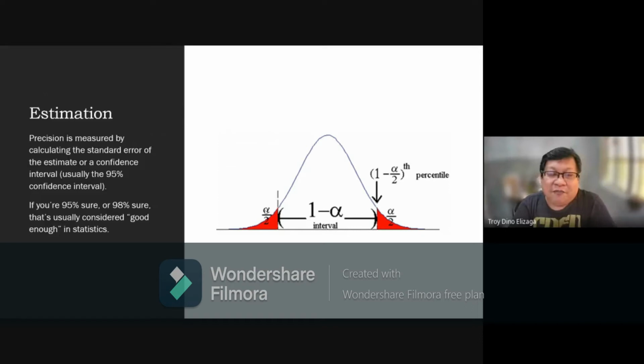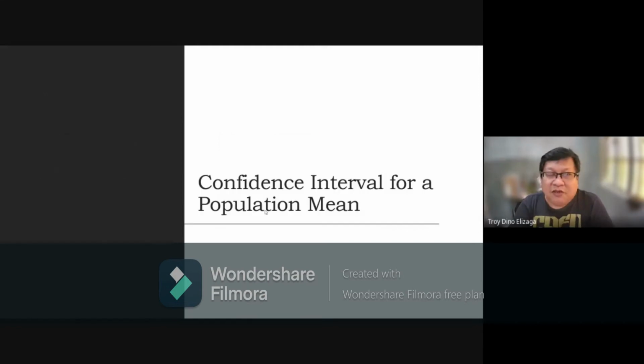So that part which is red is called alpha, and since they are distributed in two sides or two tails, one in the left and the other right, that's why it is stated there as alpha over 2. So it's divided into two. Therefore, if 1 represents the entirety of the distribution, you deduct alpha, and then you get your confidence interval.